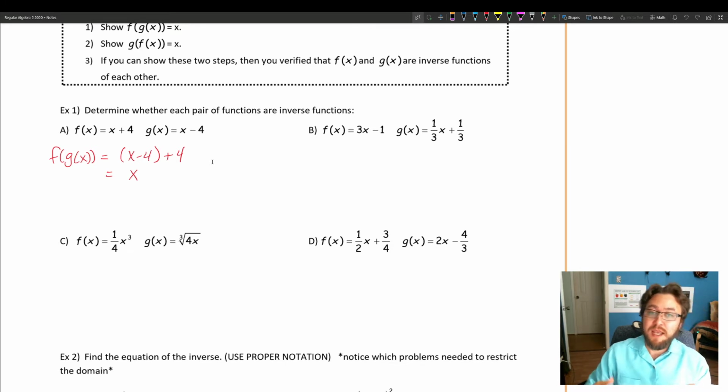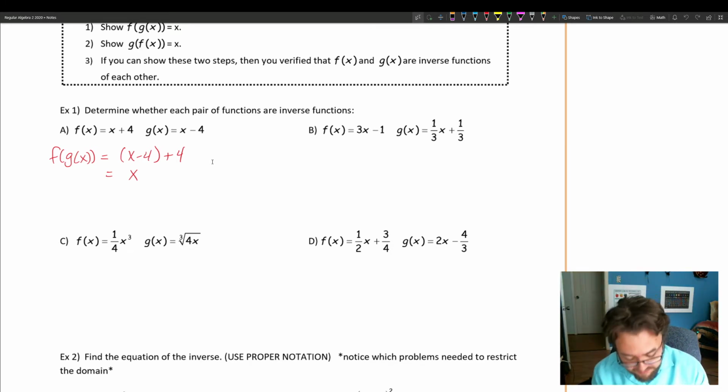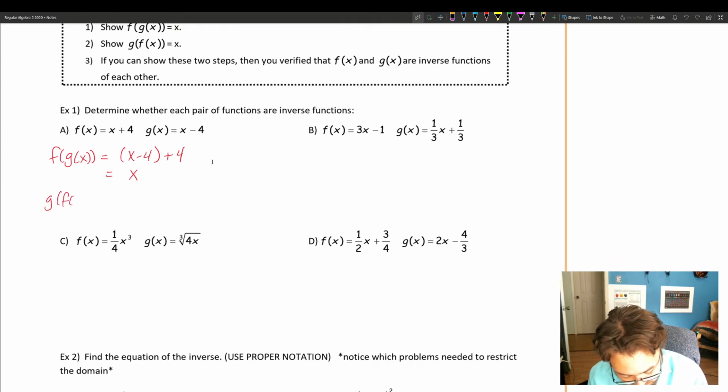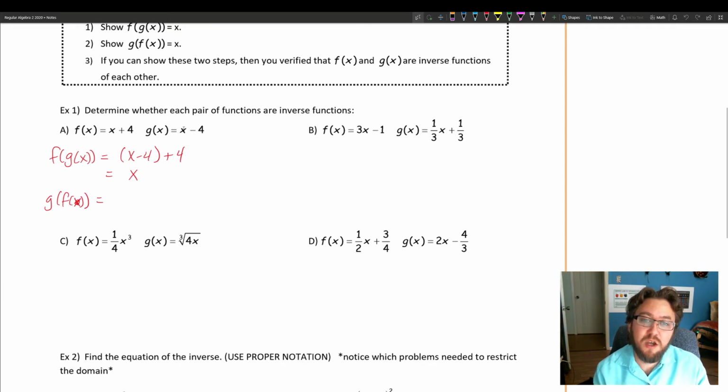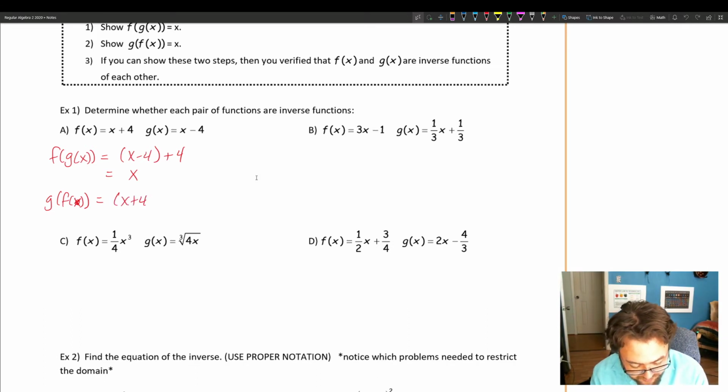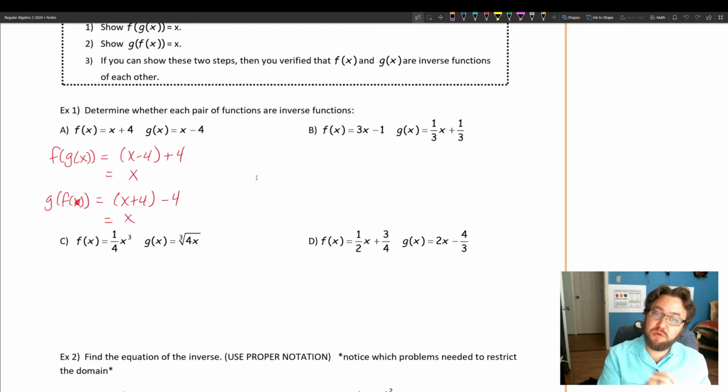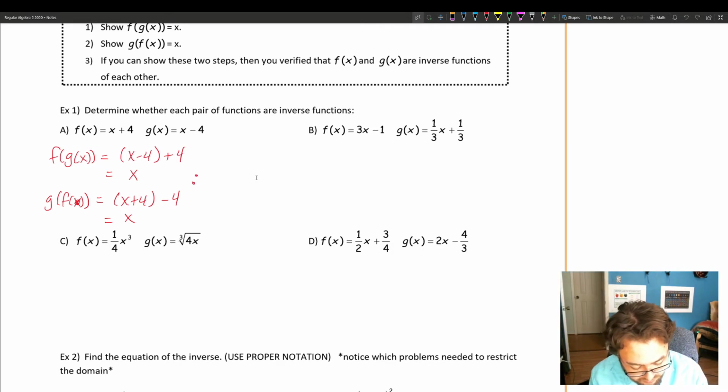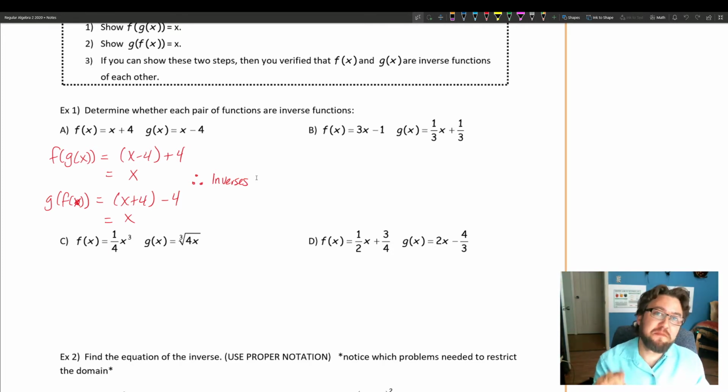So that part's done. Now we're going to do the opposite, g of f of x. I'm going to take my g of x equation, and I'm going to replace the x here with whatever f of x is. In that case, it'll be x plus 4. And then I'm going to finish my g of x, which is minus 4. Same thing happens. Those two 4s cancel out, and I end up with x. So f of g of x equals x, and g of f of x equals x. Therefore, these two are inverses. Now that little pyramid of dots right there, that's math shorthand for the word therefore.